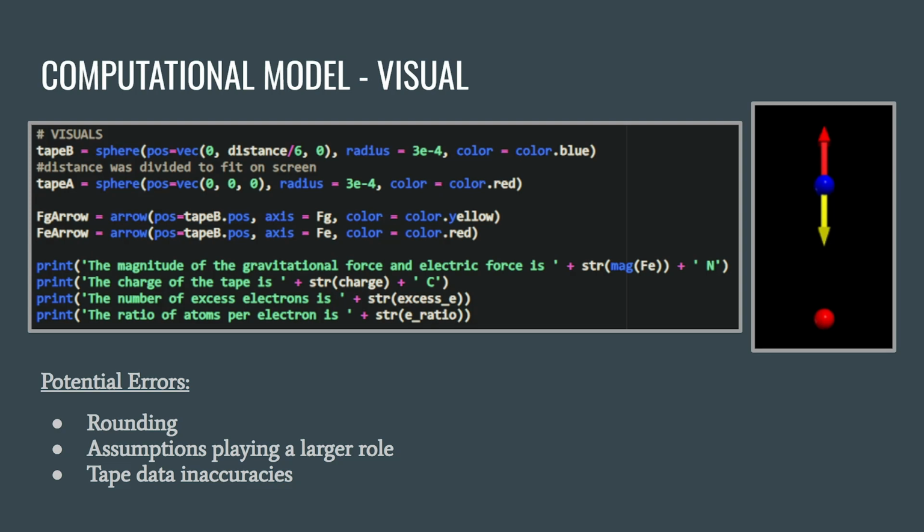Here's the code for the visual aspect of the model, and you can pause here if you would like to see the coding for that as well. Some potential errors could be rounding errors from the calculations, assumptions that could skew the data, such as air resistance, and the tape measures being slightly inaccurate when inputting the width and length of the tape.